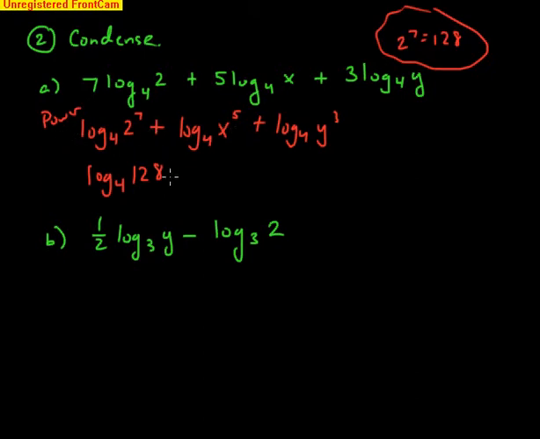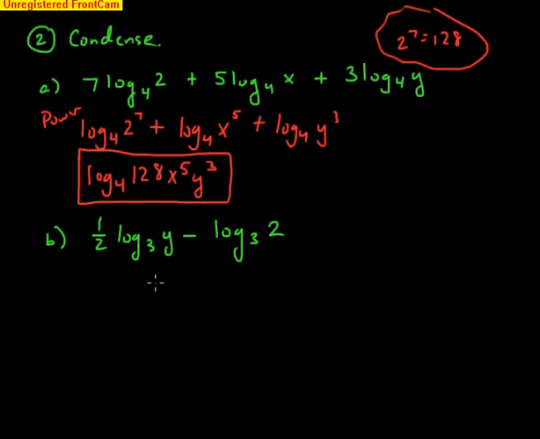Then there's a plus in front of the x to the 5th. It's in the numerator with the 128. And then there's a plus sign in front of the y to the 3rd. It's in the numerator with the 128 and the x to the 5th. And this is the condensed log. There you go. One log.